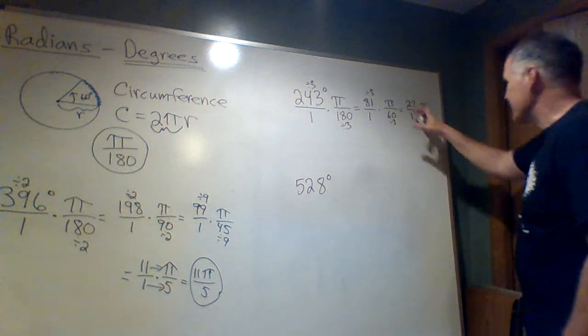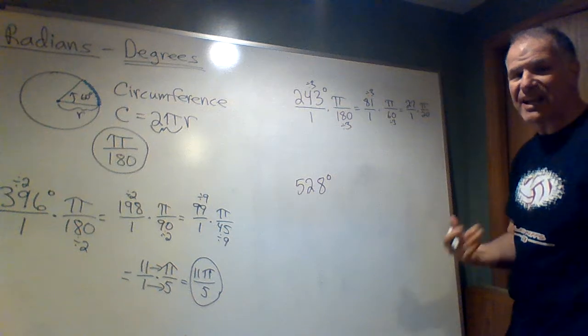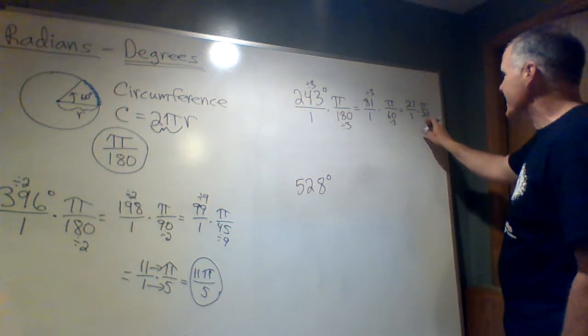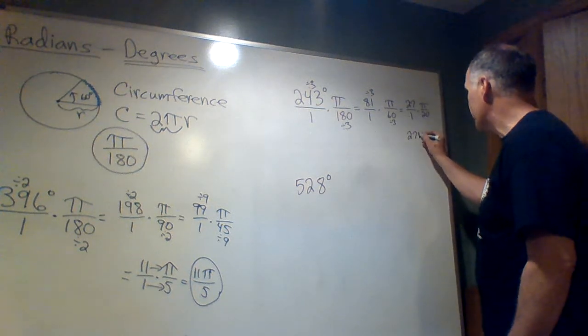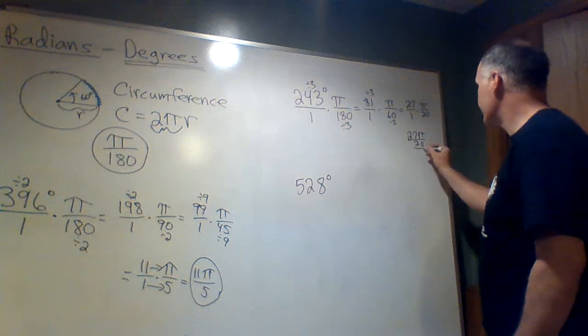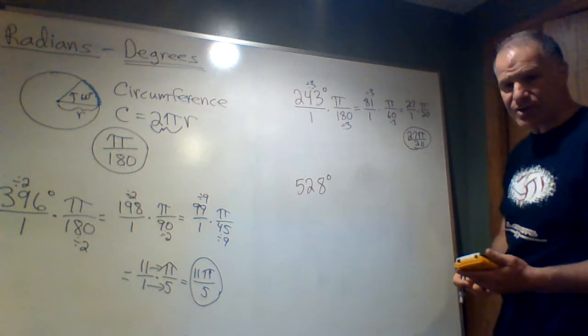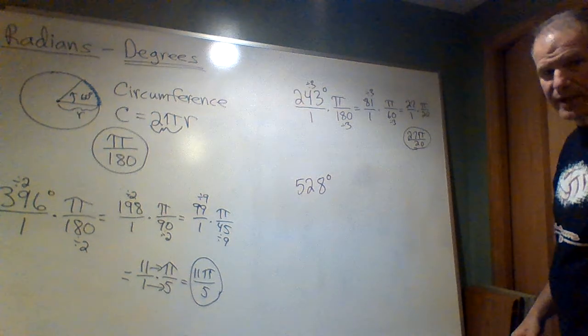Now here's what's interesting. Nothing else goes into 27. Remember, the only things that go into 27 are 3 and 9, right? 3 and 9 can't go into 20. So guess what? That is my answer. 27 pi over 20. Boom. That's the reduced answer. That's as far as you can go. So 27 pi over 20.